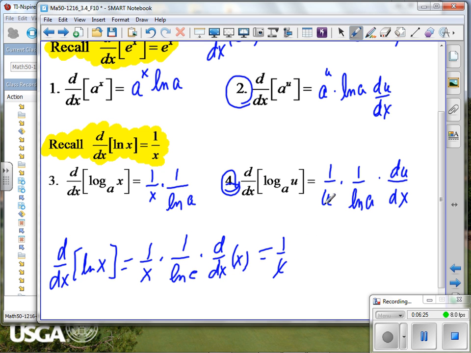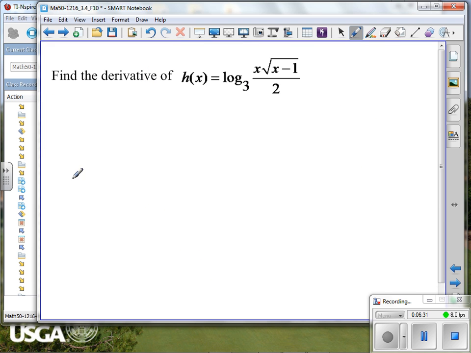So this is the one. If you're going to memorize anything, try to memorize this one. This one's always going to work for us. Okay, let's look at an example. Here we go.